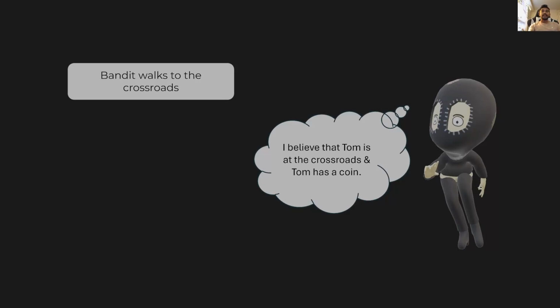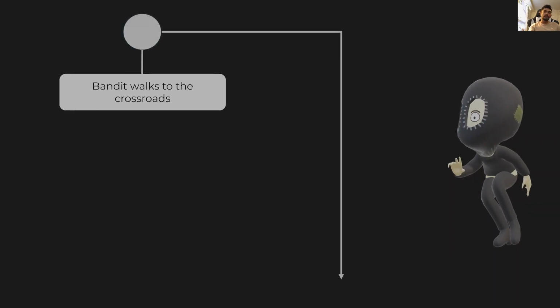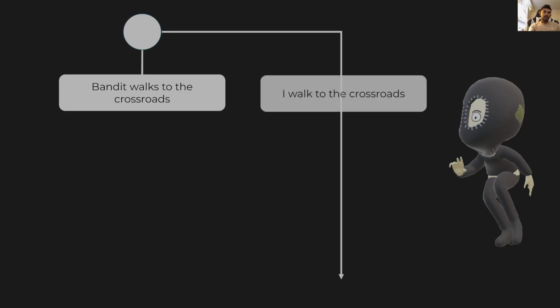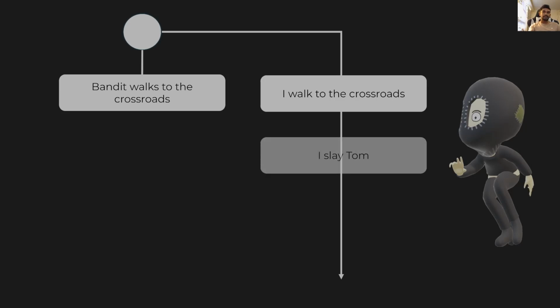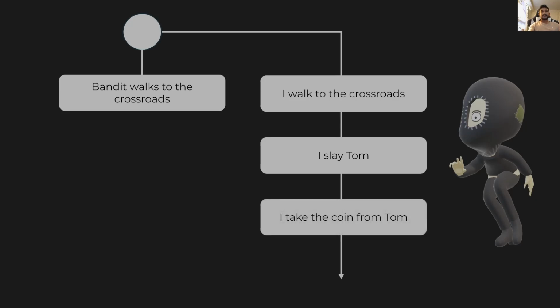The planner looks into the bandit's beliefs. Here the bandit believes that Tom is at the crossroads and Tom has a coin. So Sabre plans for the bandit according to the bandit's beliefs, checking the available actions and updating beliefs as it takes actions to find a plan for the bandit to achieve the bandit's goals. So here the planner identifies that by taking the action of walking to the crossroads, the bandit can achieve the goal.